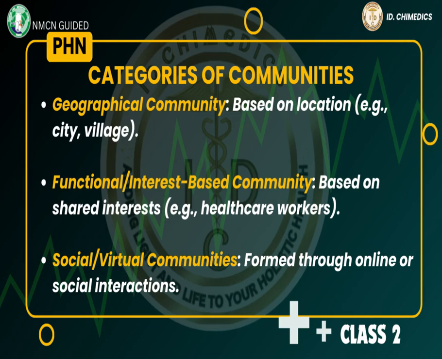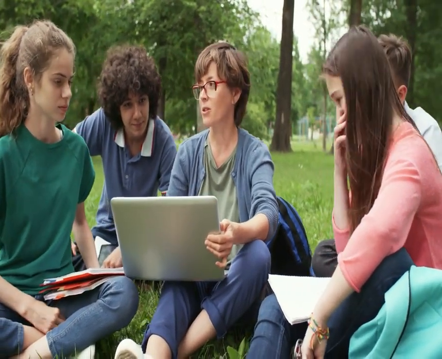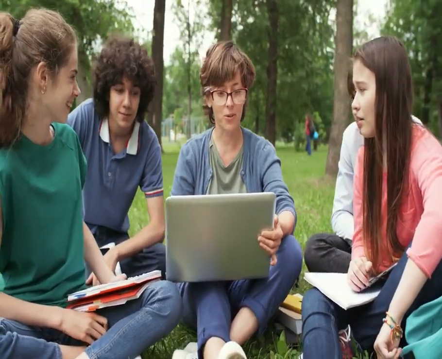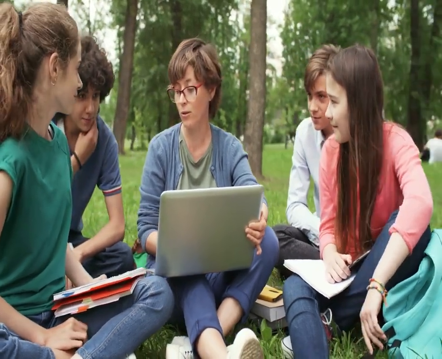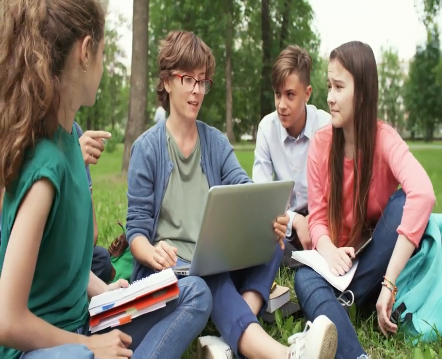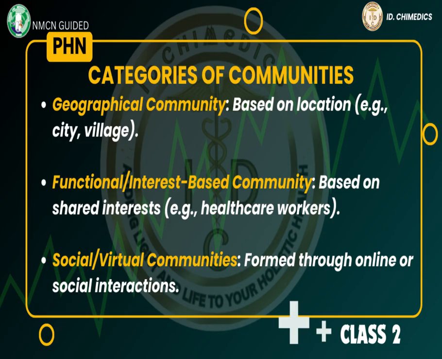Then we also have the community categorized as functional and interest-based. This is a community connected by shared interests. For example, in a school gathering, we have a group of student nurses, a group of health workers, a group of Christians, a group of Muslims, religious organizations, advocacy groups. This group of people shares the same function and the same interest. That is what we call a functional or interest-based community.